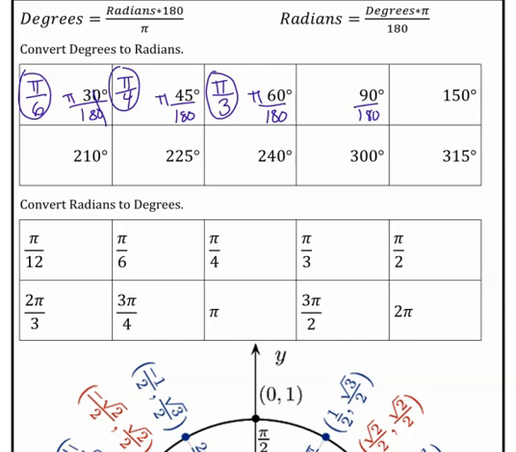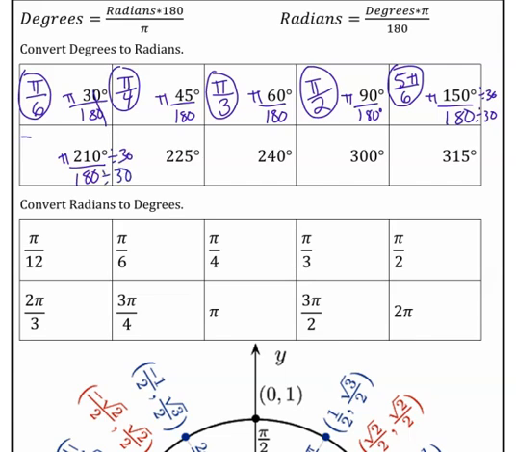90 also can be divided into 180. We'll have pi over 2. 150 over 180, we divide both of those by 30. 5 pi over 6. 210 divided by 180, we divide those by 30. 7 pi over 6. 225 divided by 180, let's divide those by 45. Then we have 5 pi over 4.